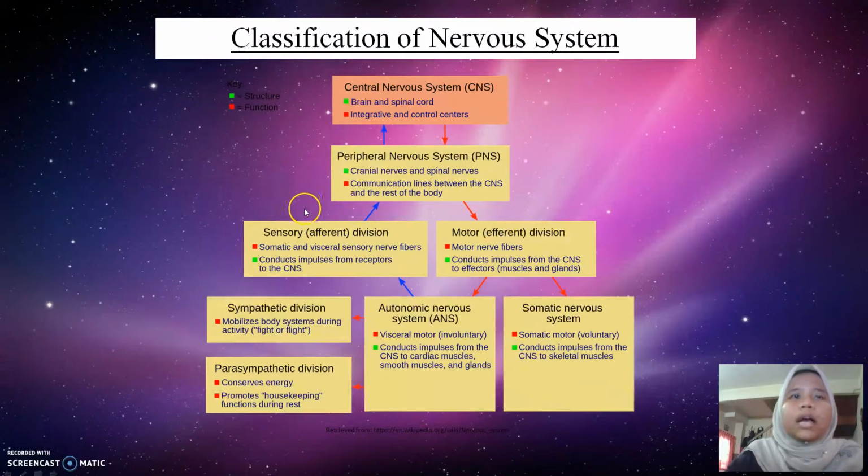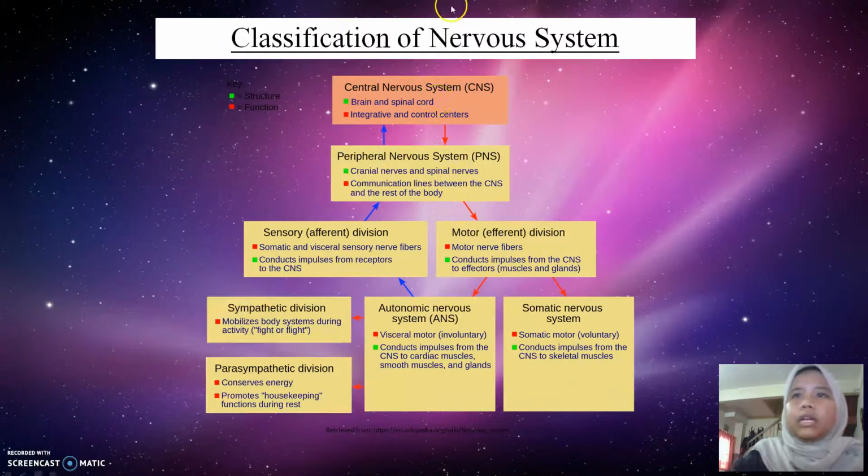The sensory afferent division has the somatic and visceral sensory nerve fibers that conduct impulses from the receptor to the central nervous system. The sensory afferent division has two receptors, which are the somatic sensory receptor and also the visceral sensory receptor. The somatic sensory receptor monitors the outside world or environment. Its function is to conduct the signal from receptors found in the skeletal muscle and also the skin. Meanwhile, the visceral sensory receptor monitors the internal condition and status of other organs or systems, conducting the signal predominantly from internal organs to the central nervous system.